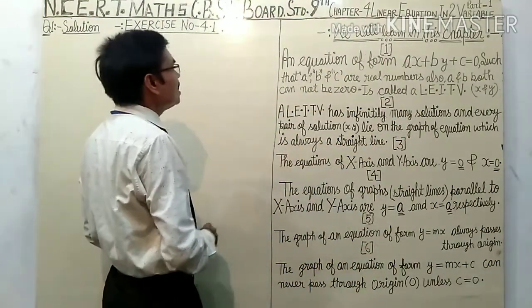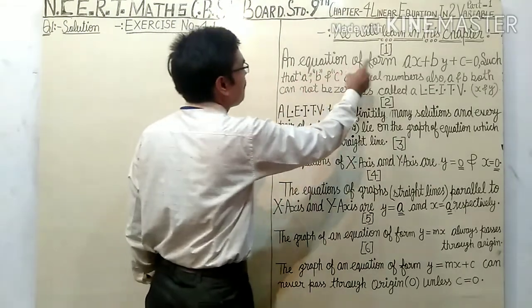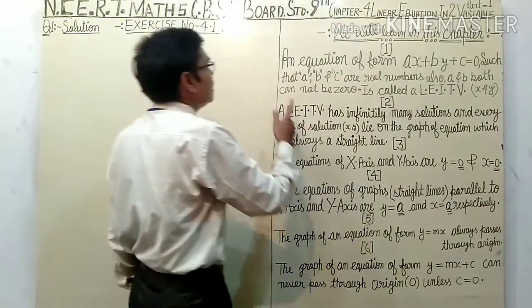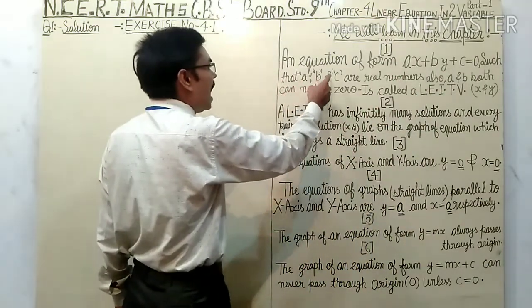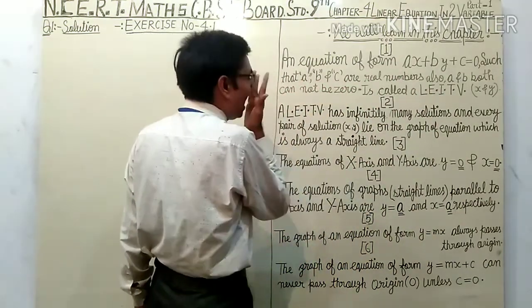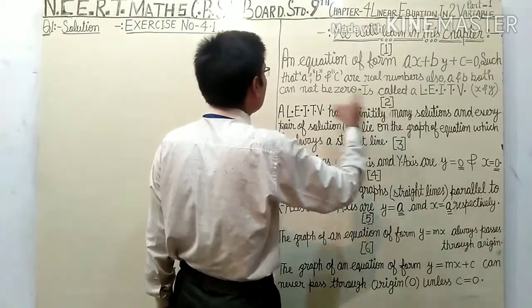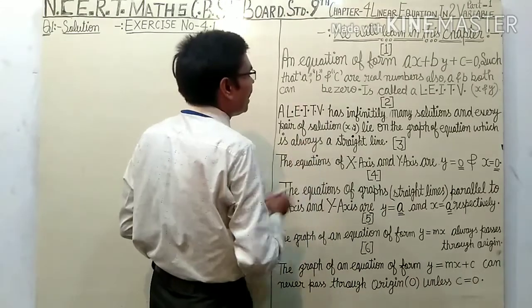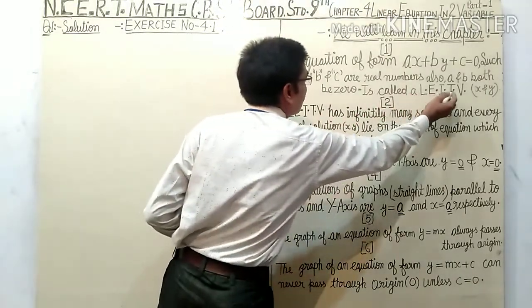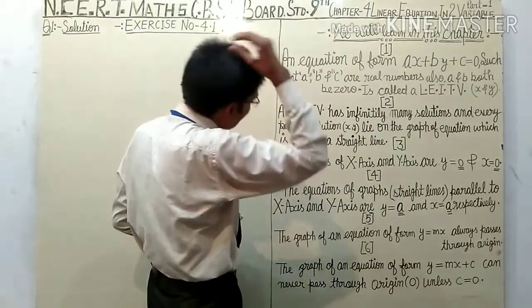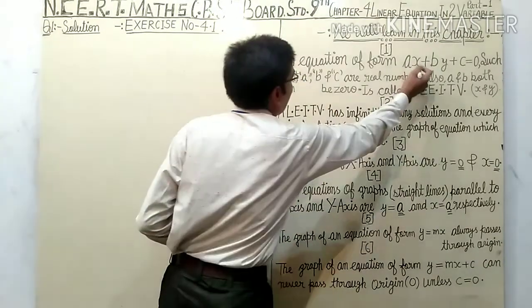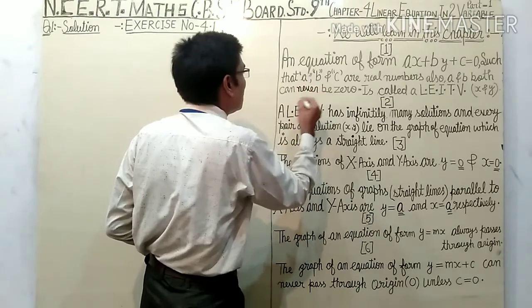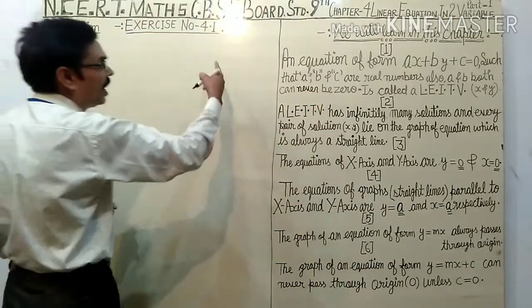Students, an equation of the form ax plus by plus c equals 0, such that a, b and c are real numbers, and also a and b both can never be 0, is called a linear equation in two variables, where x and y are variables. Here I have used the word never. Just look at this proof.